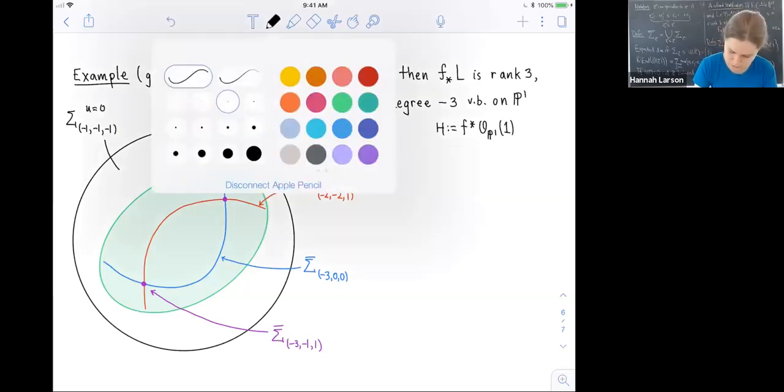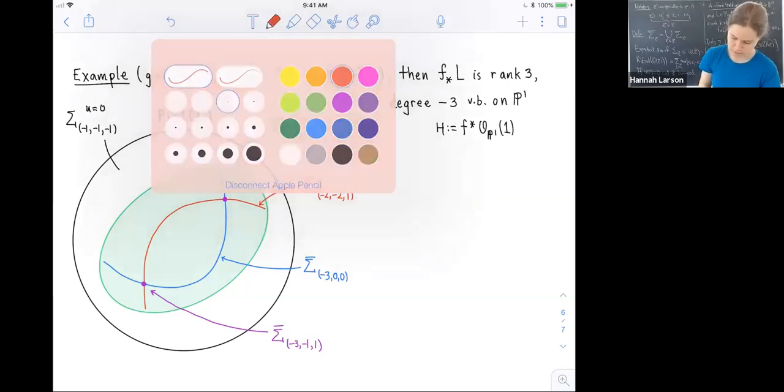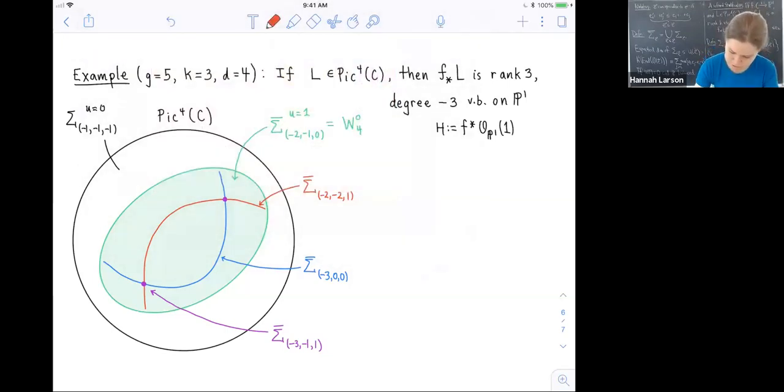And then in green here, we see splitting type minus 2, minus 1, 0. And this means that the push forward of L, and therefore L, has a global section. So this is the locus W04. And its codimension is 1. So then in red, splitting type minus 2, minus 2, 1 is expected codimension 4. So this is some curve inside of the Picard variety. And I can actually tell you exactly what this curve is.